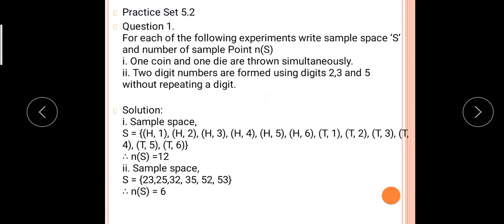See the first question. For each of the following experiments, write the sample space S and the number of sample points n(S). One coin and one die are thrown simultaneously. Listen, what is the question? One coin, one die. For one coin, how many outcomes are there? Head and tail. And for one die, how many outcomes are there? 1, 2, 3, 4, 5 and 6.